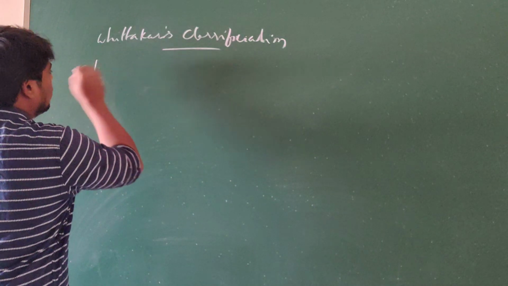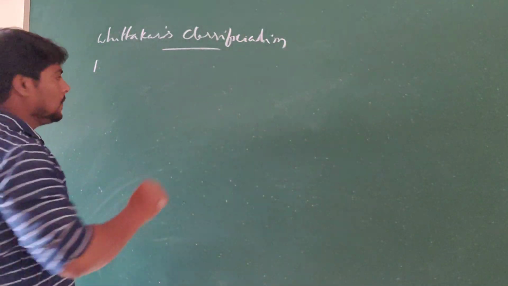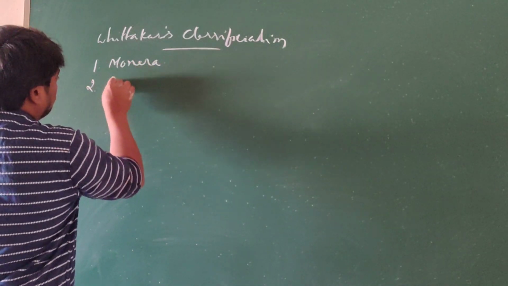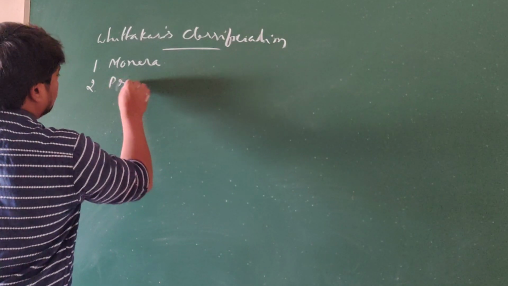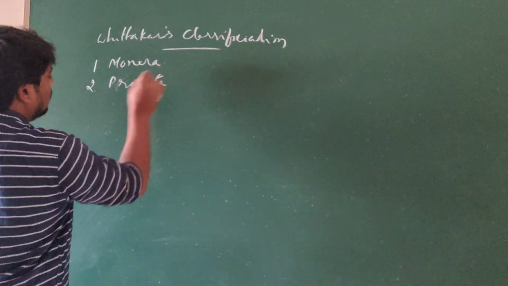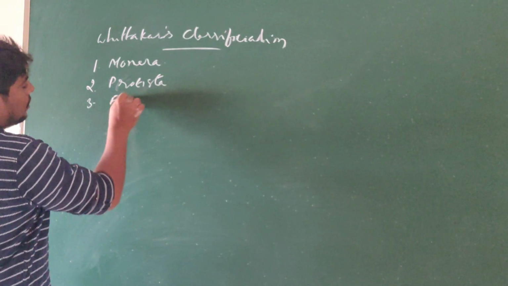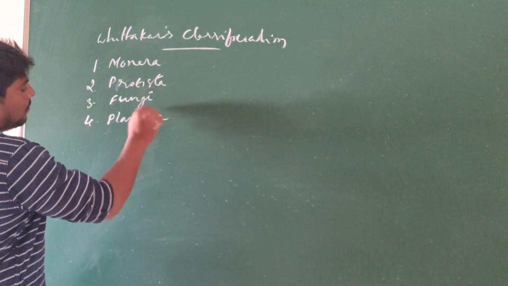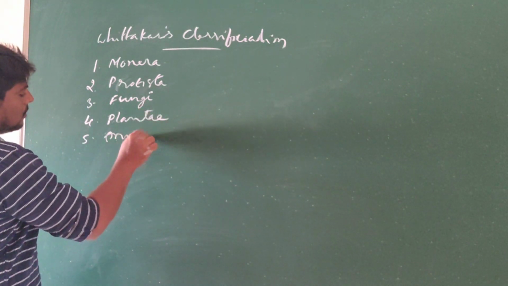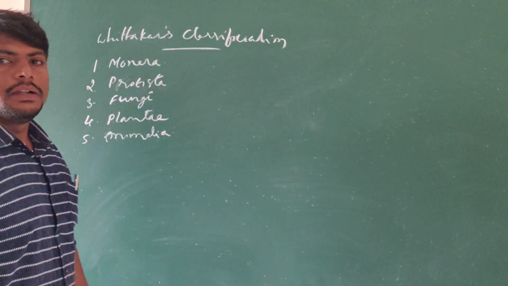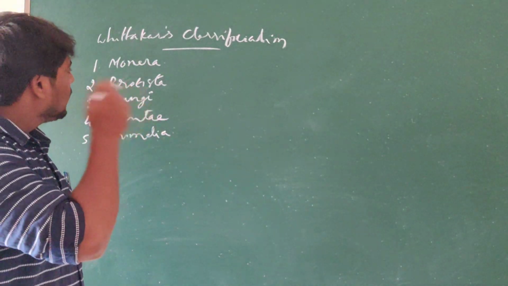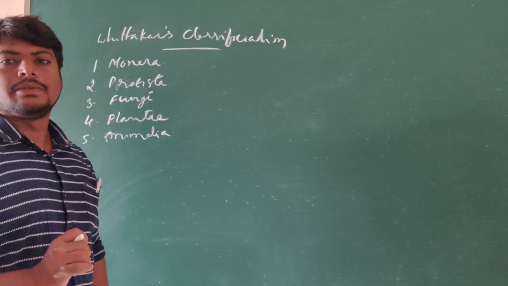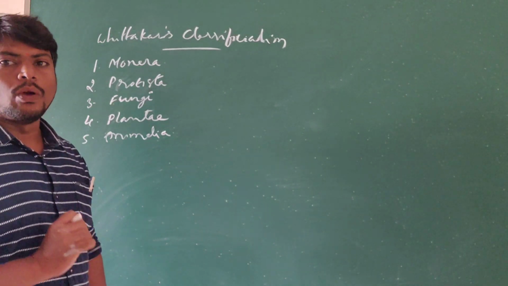Under that, we have seen five taxonomic classifications. What are they? Monera, Protista, fungi, plant and Animalia. These are the different groups of the classification made by Whittaker. That's why Whittaker classification is widely accepted under the diversity in the living world.